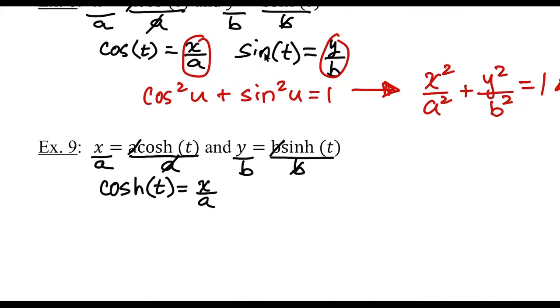So hyperbolic cosine of t is equal to x over a, and then hyperbolic sine of t is equal to y over b.